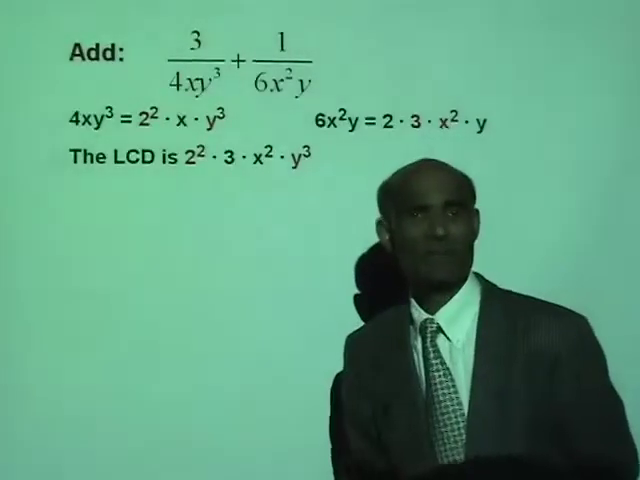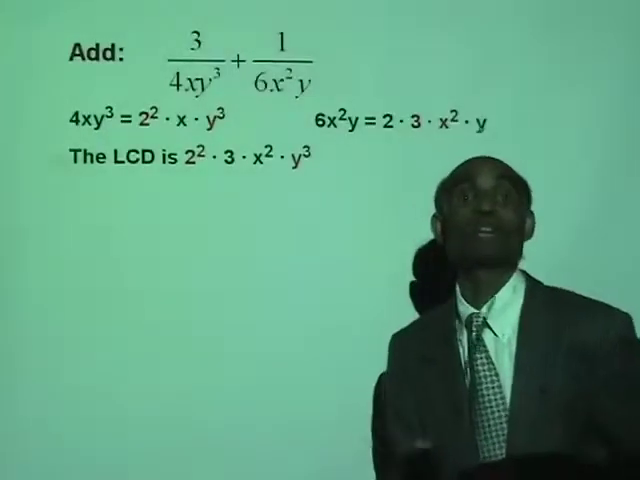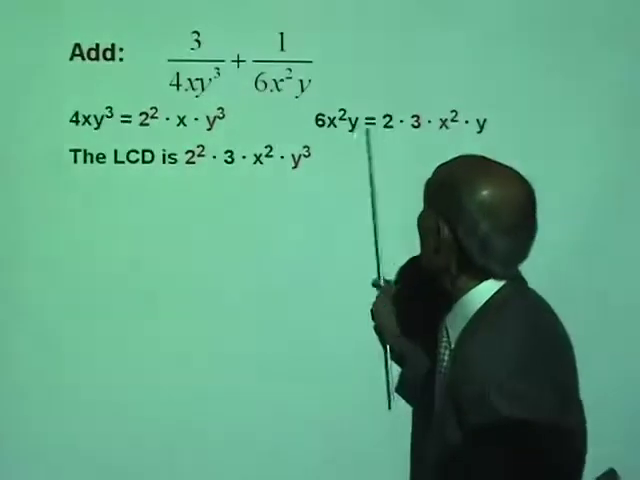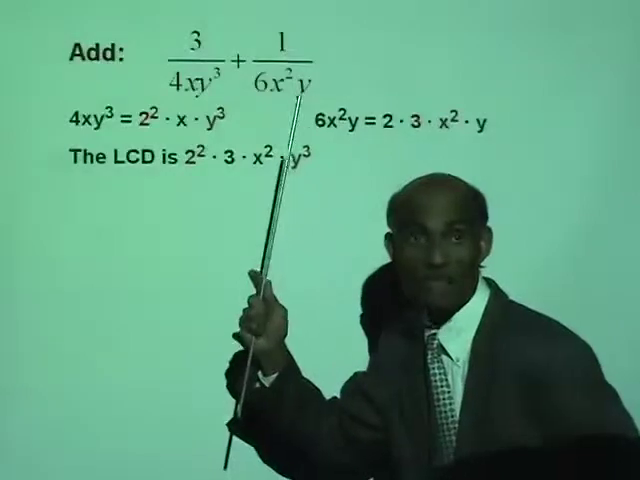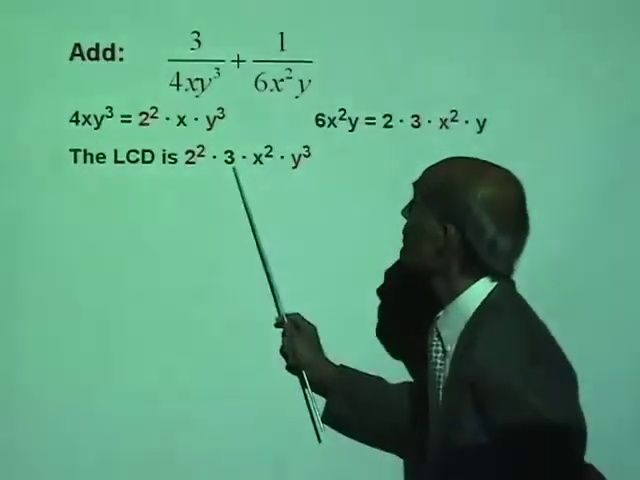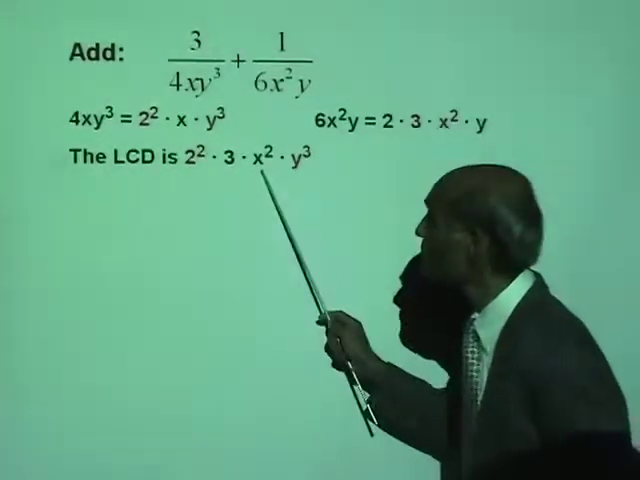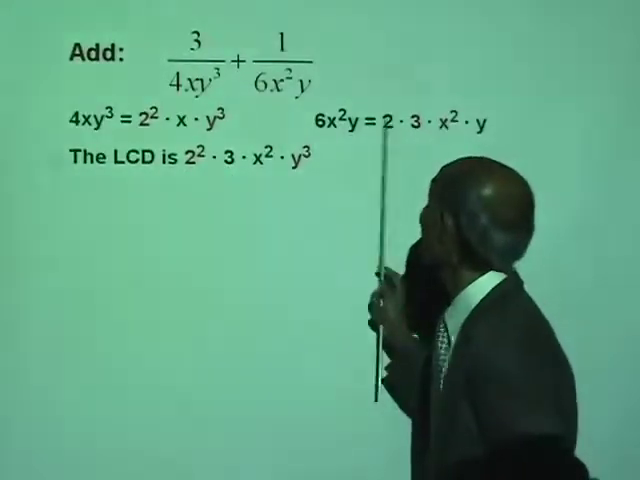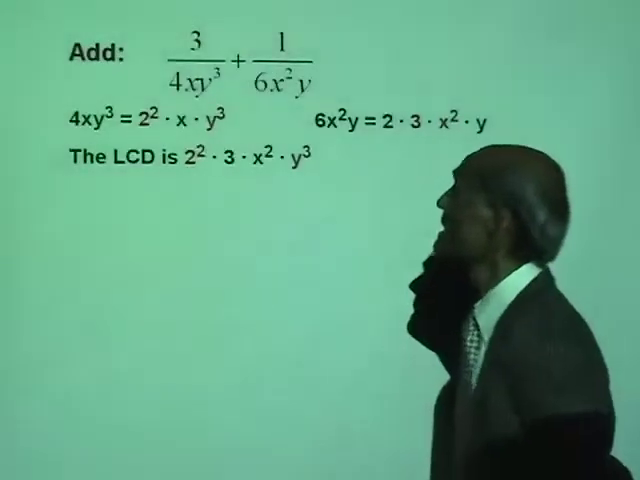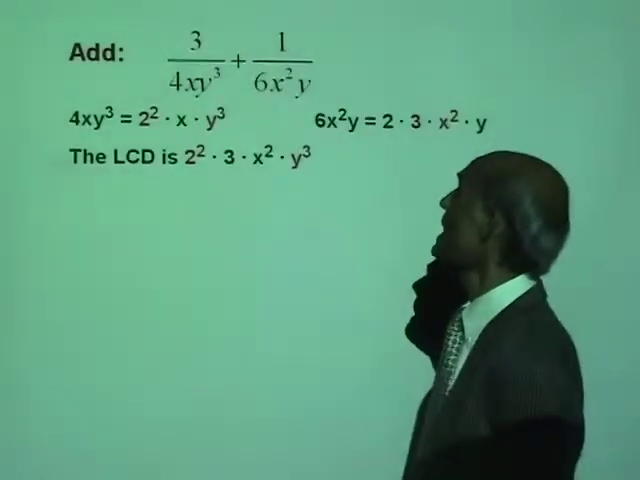Did you understand that? It's always the bigger factor you pick for the LCD. So between 2 squared and 2, we pick the bigger factor, 2 squared. And 3 and 1, we pick the 3. x and x squared, we pick the bigger factor x squared. y cubed and y, we pick y cubed. So this is the LCD: 2 squared times 3 times x squared times y cubed.